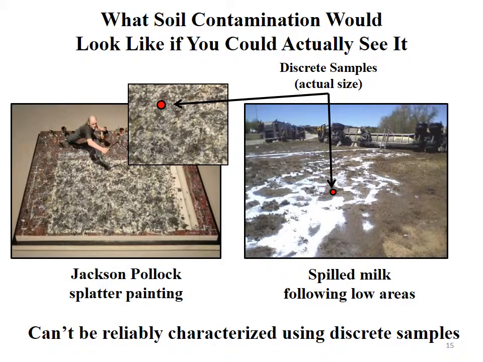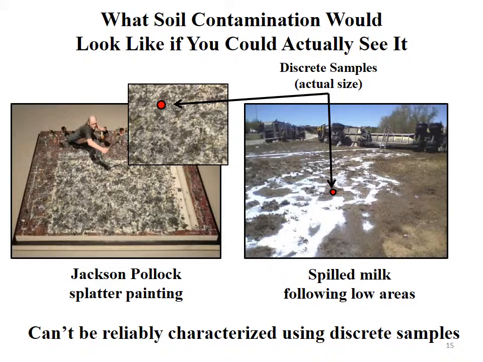Now, if you could see contamination in soil, it would probably look something like a Jackson Pollock splatter painting. Here on the left, in the blow-up of his painting, that red dot is roughly the size of a discrete soil sample that might be collected there, about the size of Pollock's foot. Now imagine moving that red dot around his painting, and you get highly variable and very random concentrations of dark versus light, just depending on where you happen to place that discrete soil sample.